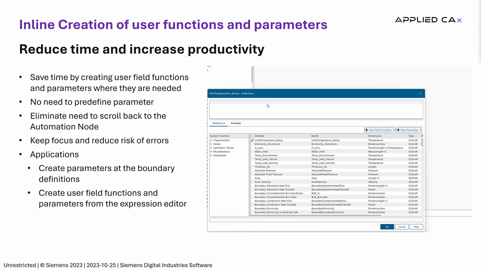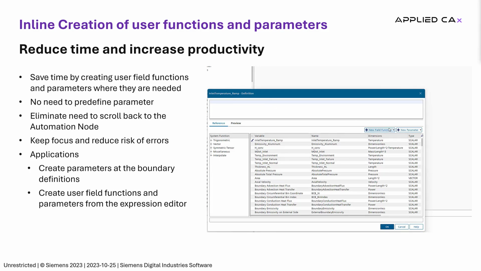The last feature we will discuss, which was also added in 2310, concerns the inline addition of parameters and field functions. No longer do you need to plan ahead and create scalar parameters for boundary conditions or field functions. You can now create those definitions at the point of use. This will save time as you no longer need to stop, define the parameters, and then return to the boundary or function that you're trying to define.